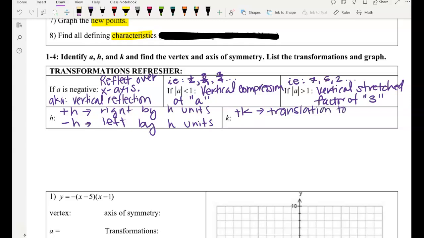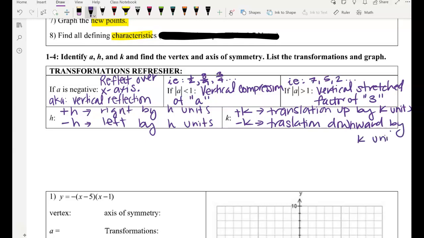translation upward, I should say, because this is a positive k. So positive k, translation up by k units. Negative k, translation downward by k units, whatever that may be. Okay.